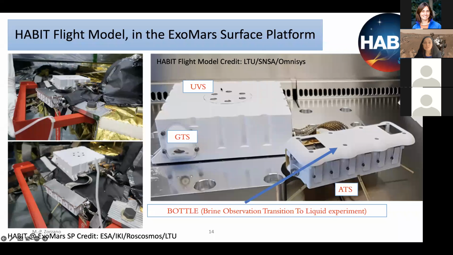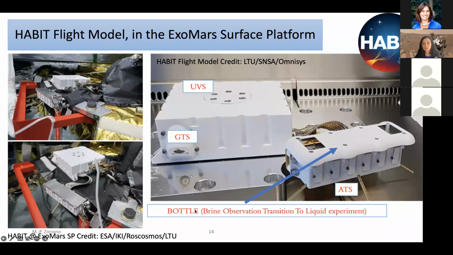HABIT, as you see it here, has a set of ultraviolet sensors that monitor the radiation that you receive on the surface of Mars in the ultraviolet range. It also has a ground temperature sensor to monitor the actual temperature of the surface. And it also has air temperature sensors to monitor the temperature around the surface platform. But what I'm going to focus on is the brine observation transition to liquid experiment.